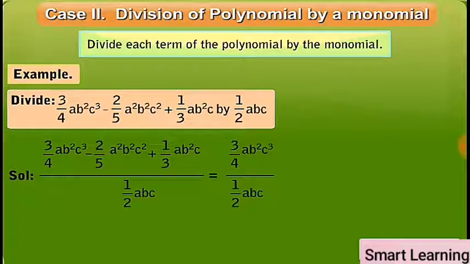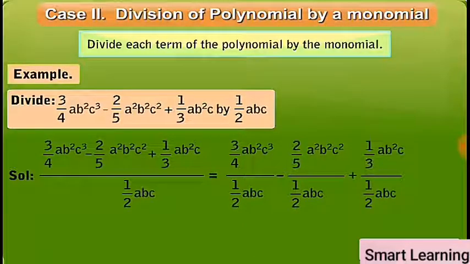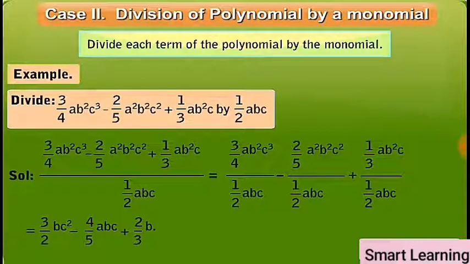Doing this we will get 3 by 4 ab square c cube by half abc minus 2 by 5 a square b square c square by half abc plus 1 by 3 ab square c by half abc. On simplifying this and solving each term individually, we get 3 by 2 bc square minus 4 by 5 abc plus 2 by 3b.